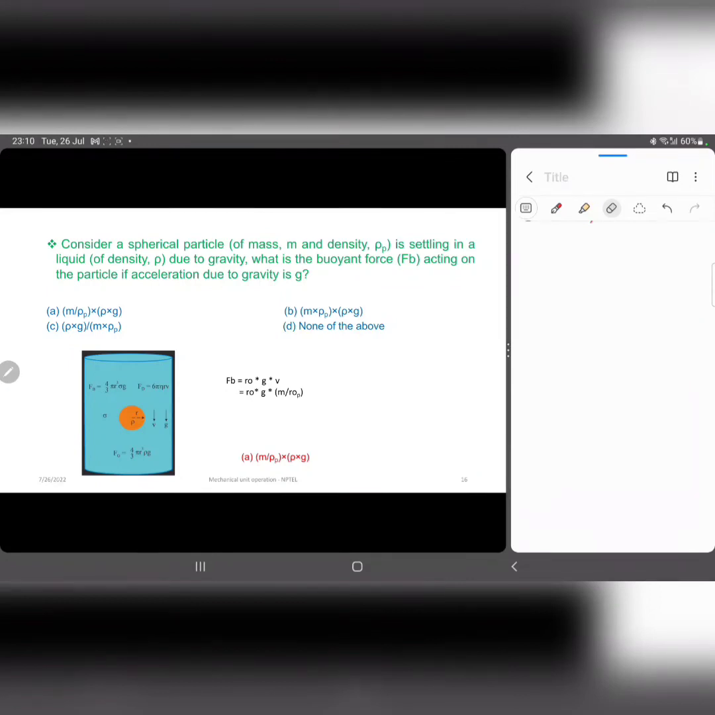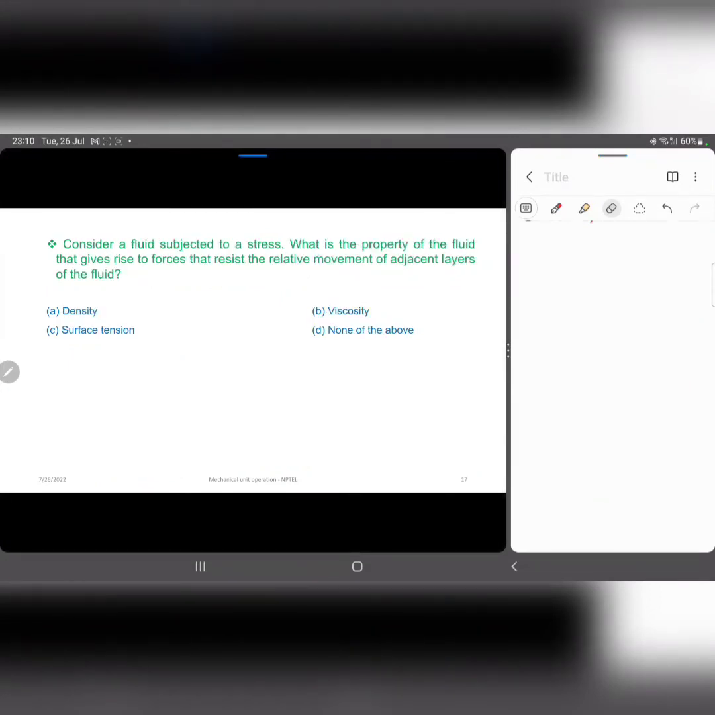Example again. And if we talk about the next question, then you need to consider a fluid subjected to a stress. What is the property of the fluid that gives rise to forces that resist the relative movement of adjacent layers of the fluid? When you hear about forces in between the adjacent layers of the fluid, like this, these are the different fluid layers, as you can see, and there might be some resistance in between these two layers.